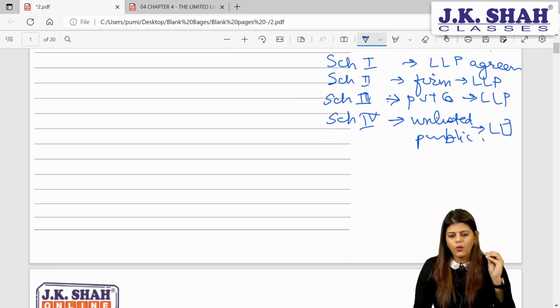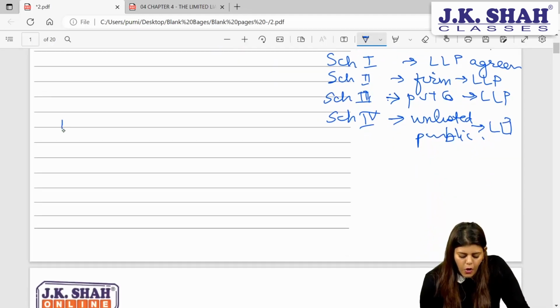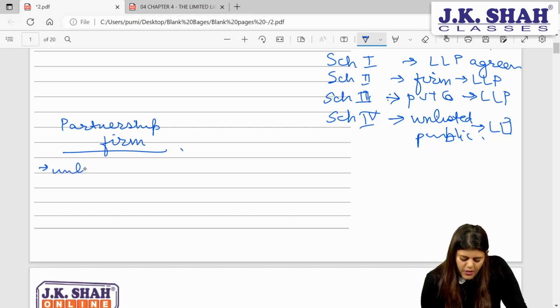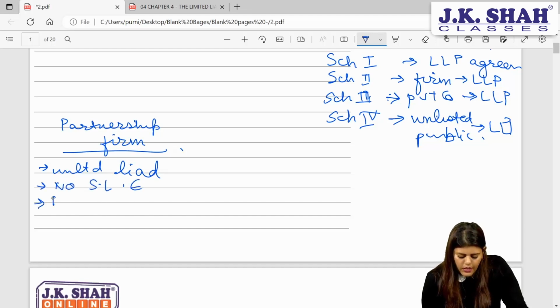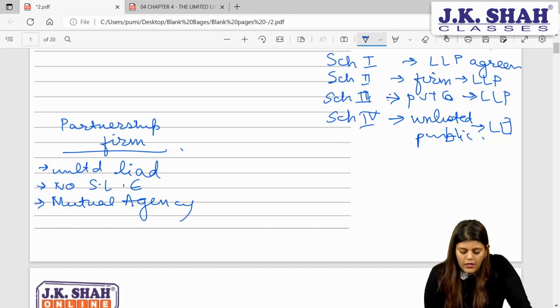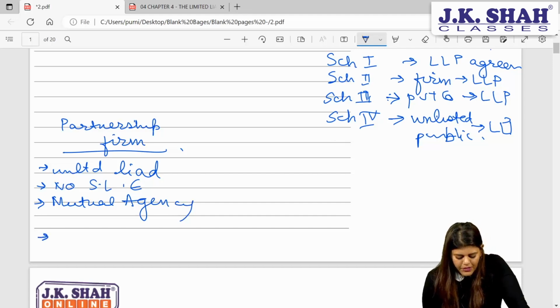If I tell you a small point, let's talk about a normal partnership firm. The bad things about a normal partnership firm: unlimited liability, there is no separate legal existence, there is mutual agency. One partner does something, everyone becomes responsible. So these are the three disadvantages of opening a normal partnership firm. But the good things about a partnership firm are, it is very simple yaar compared to companies.